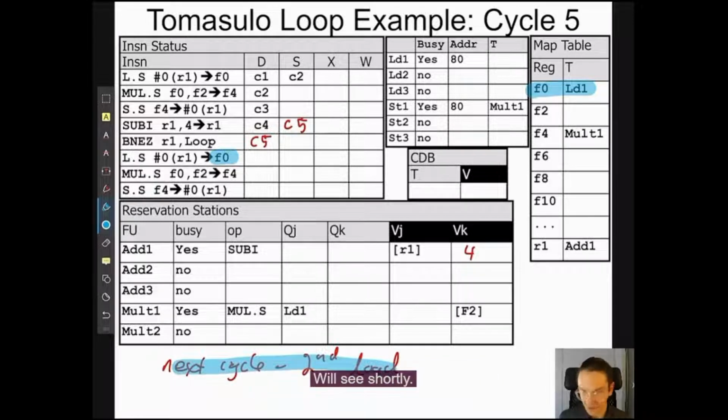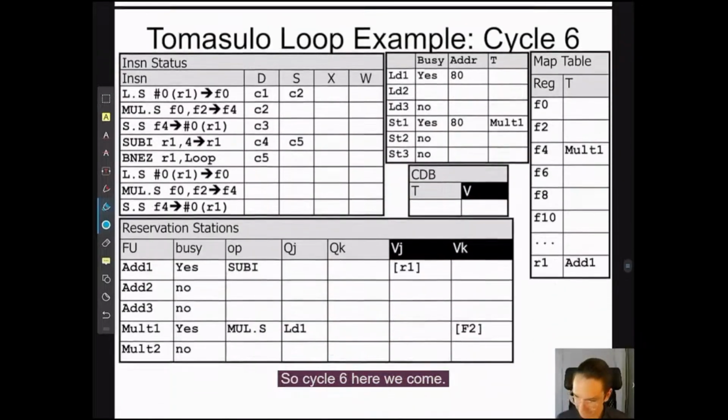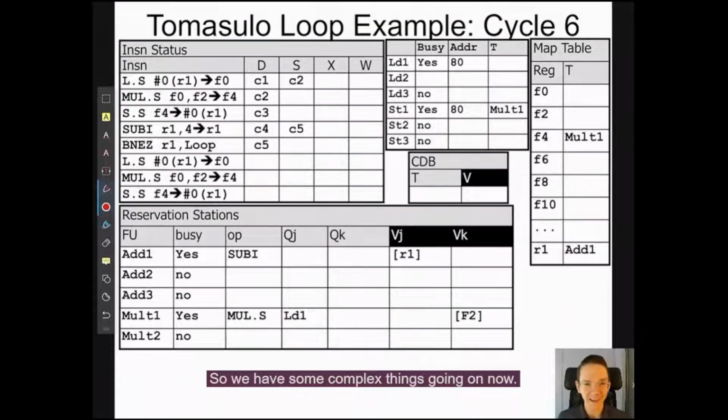We'll see shortly. So cycle 6, here we come. We have some complex things going on now. Let's start with the simple cases. Of course, those first 3 instructions are still all held up for the same reasons we saw before. The subtract issued in the last cycle, so it starts its execution now. Can the branch instruction issue to learn of the actual outcome? Well, no, it is data dependent on register R1.